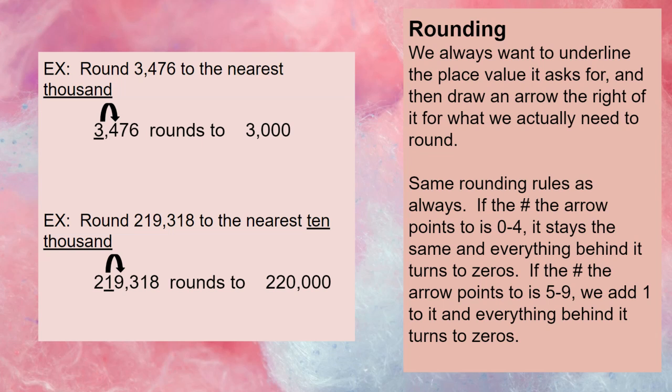So the number directly next to the 1 to the right of it is a 9. That falls between 5 and 9, 5, 6, 7, 8, 9. So we know that we need to add 1 to it. So 1 plus 1 gives us 2. It's going to change that 10,000s place. And then everything behind it, just like before, turns to zeros. So this time we're rounding up. So 219,318 rounds up to 220,000.